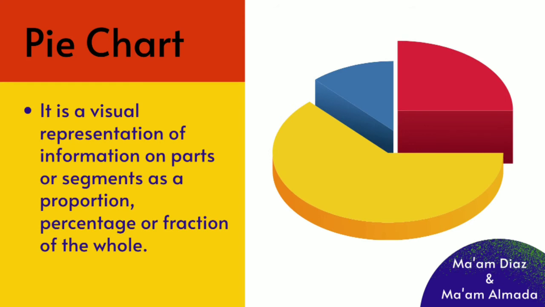Then we have the pie chart. It is a visual representation of information on parts or segments as a proportion, percentage, or fraction of the whole. What you see is an example of a pie chart.